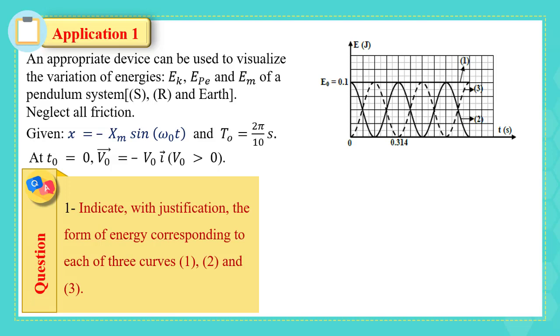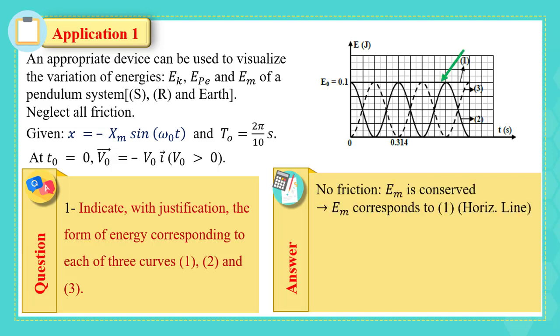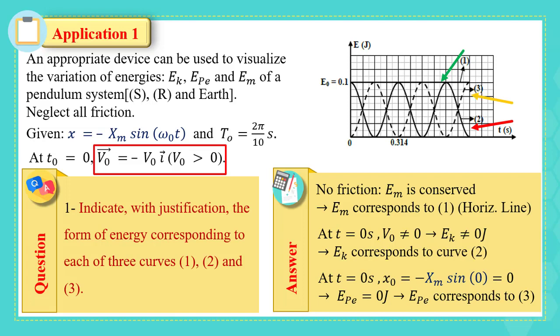Pause the video after each part and try to think of the answer. The graph here represents the variation of E as a function of time. We start with the mechanical energy, which is conserved since there is no friction. So it corresponds to number 1, the horizontal line. At t equals 0, v0 is said to be not 0. Then the kinetic energy corresponds to 2, which does not start from 0. Finally, at t equals 0 second, replace this value in the x function, then we can find that x0 is 0, so the elastic potential energy should start from 0, and 3 is the one for elastic potential energy.